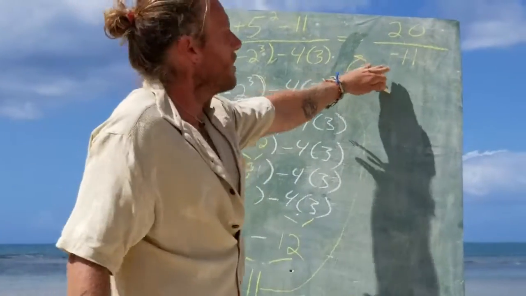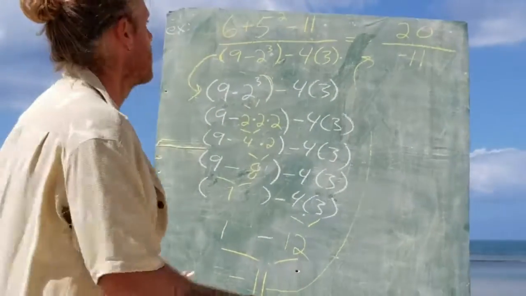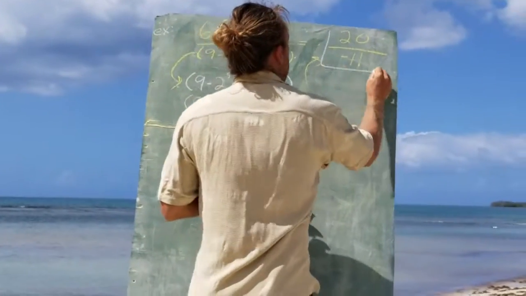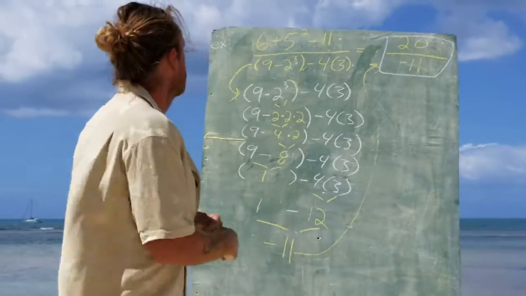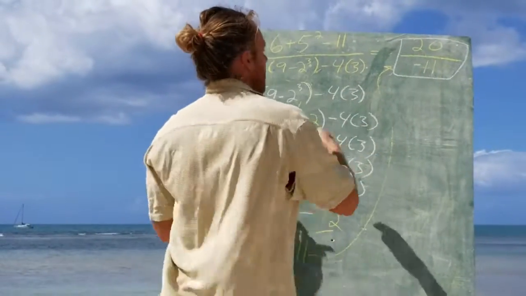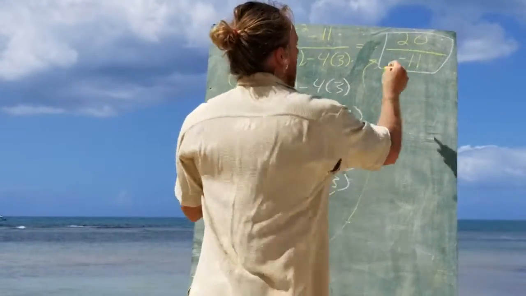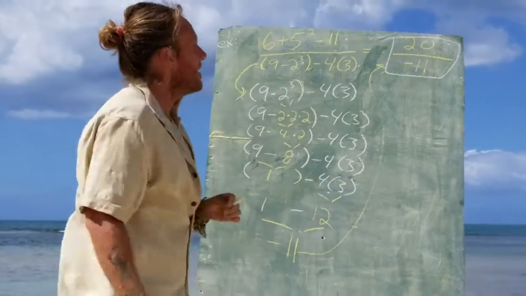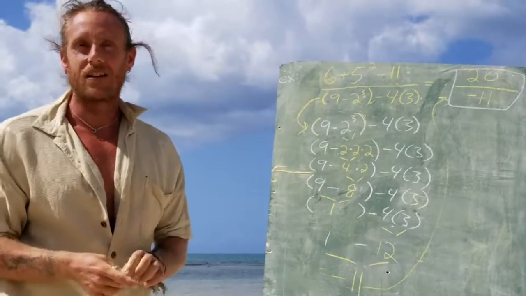And we can't simplify this any farther, can we? So here is our simplified expression. So this is equal to this. The rational number 20 over negative 11.